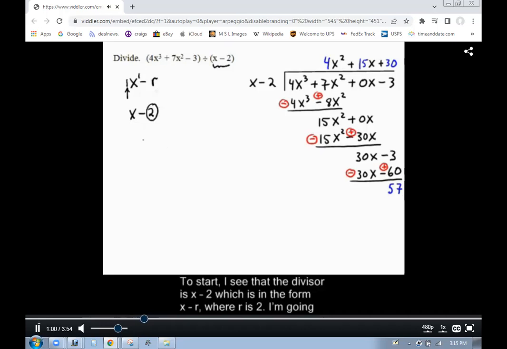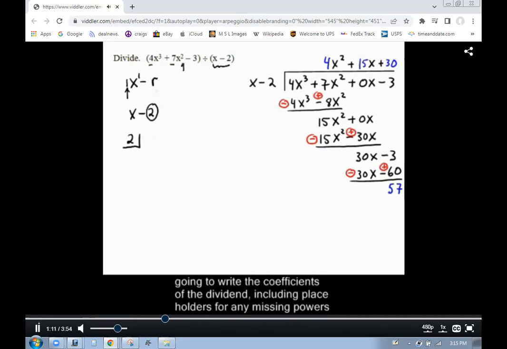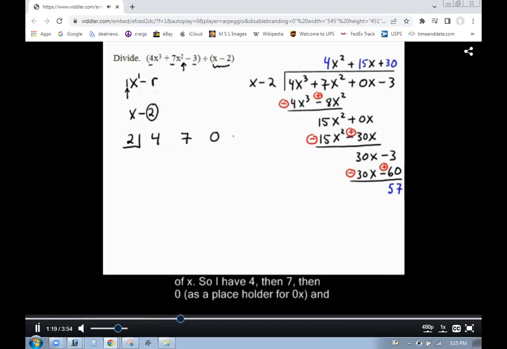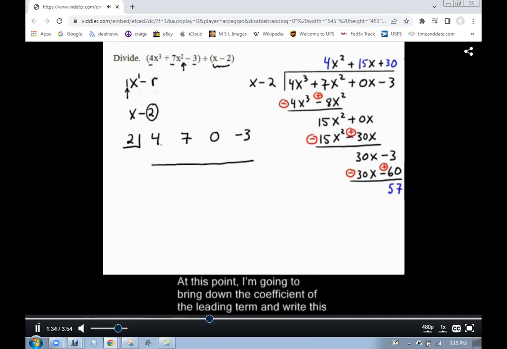I'm going to draw sort of a half box here on the left and insert the value of r. Then to the right, I'm going to write the coefficients of the dividend, including placeholders for any missing powers of x. So I have 4, then 7, then 0 as a placeholder for 0x, and negative 3. Next, I'll skip a line and draw a horizontal line below. At this point, I'm going to bring down the coefficient of the leading term and write this coefficient below the horizontal line.